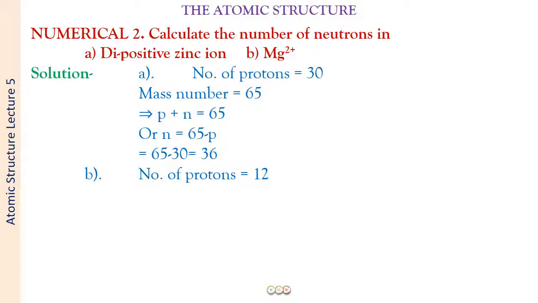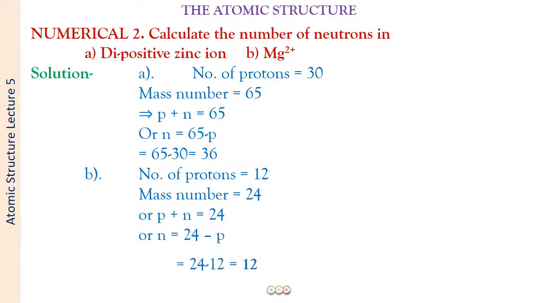The next we have is magnesium. So the number of protons, equal to the atomic number, is 12. The mass number is 24. So the number of neutrons is going to be 24 minus 12. So this would be again 12. The point to remember here is that whether it is the ion or the neutral atom, the number of protons and number of neutrons is going to remain the same. There is not going to be any difference over here.